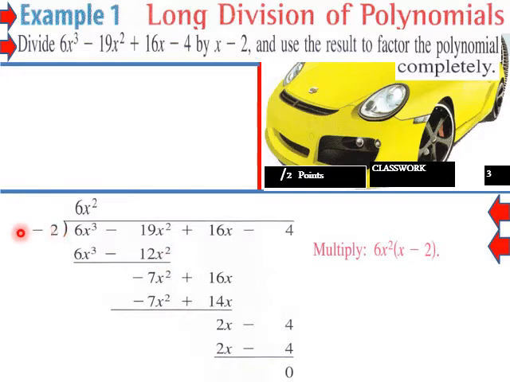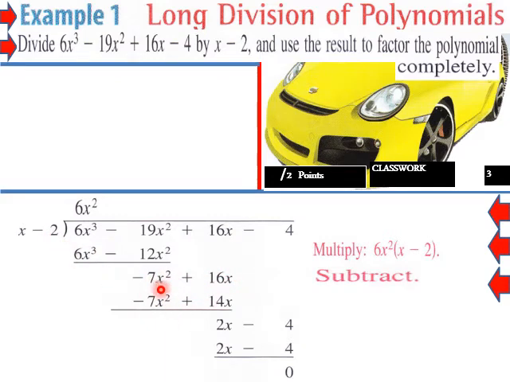So first, x will go into 6x cubed, 6x squared. So we're going to multiply now 6x squared by our divisor, and then we get 6x cubed minus 12x squared. And then we subtract. These cancel out here. And then in this situation here, when we subtract 12x squared, it becomes positive. And then we combine, and it would be 7x squared. Then we drop our 16x down. 7x squared plus 16x.